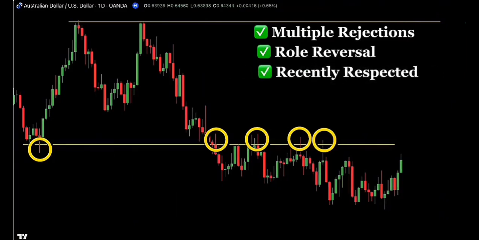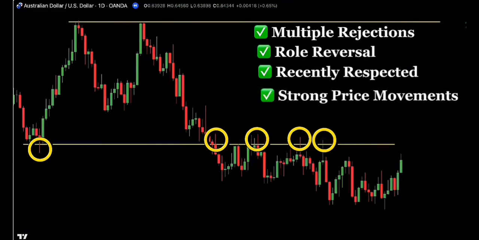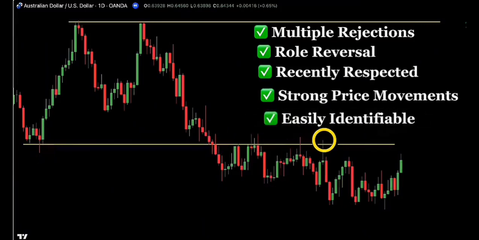Recently respected. Since price has reacted to this level in the current market conditions, it remains relevant for trading decisions. Strong price movements. Every time price touched this level, it moved away drastically, proving its importance. Easily identifiable. A strong level should be obvious at first glance, and this one clearly meets that requirement.